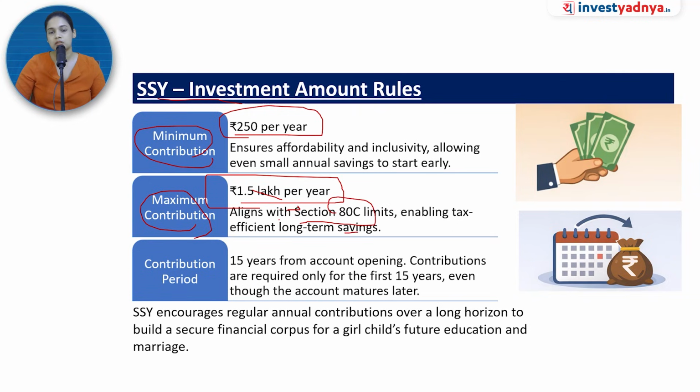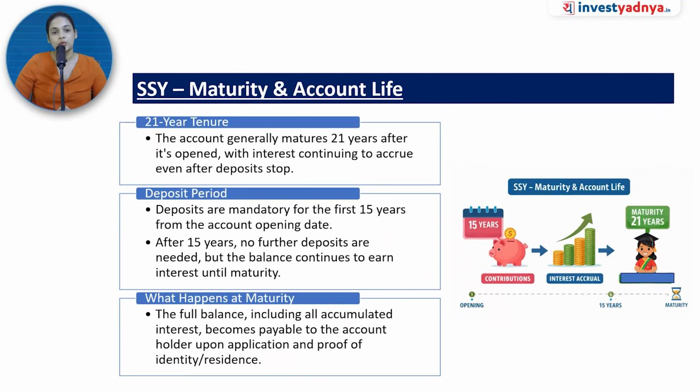We will be discussing the exemption and tax efficiencies related to SSY as well. What is the contribution period? 15 years, though the account matures when the girl reaches 21 years of age. But after 15 years, the interest will keep accumulating. So SSY encourages regular annual contribution, and that will help build a secure financial corpus for the girl child without any stress on the family. Now let's understand the maturity and account life.